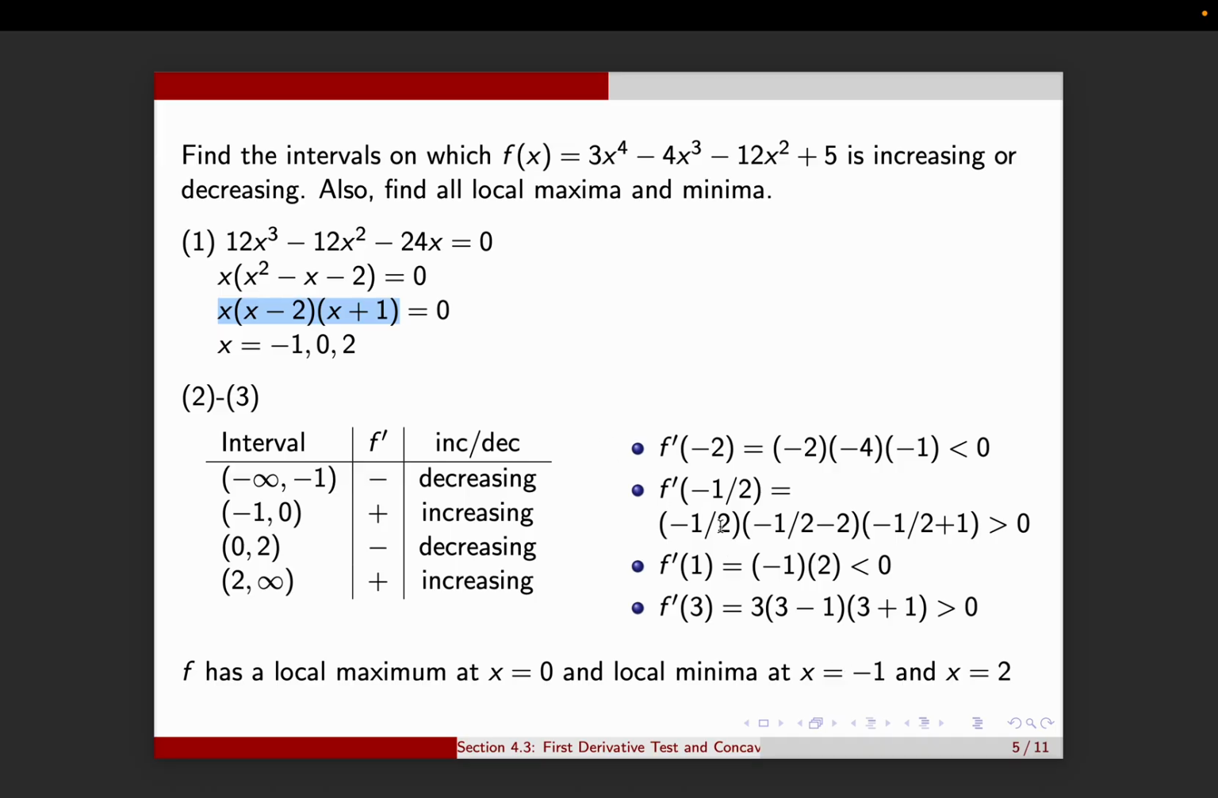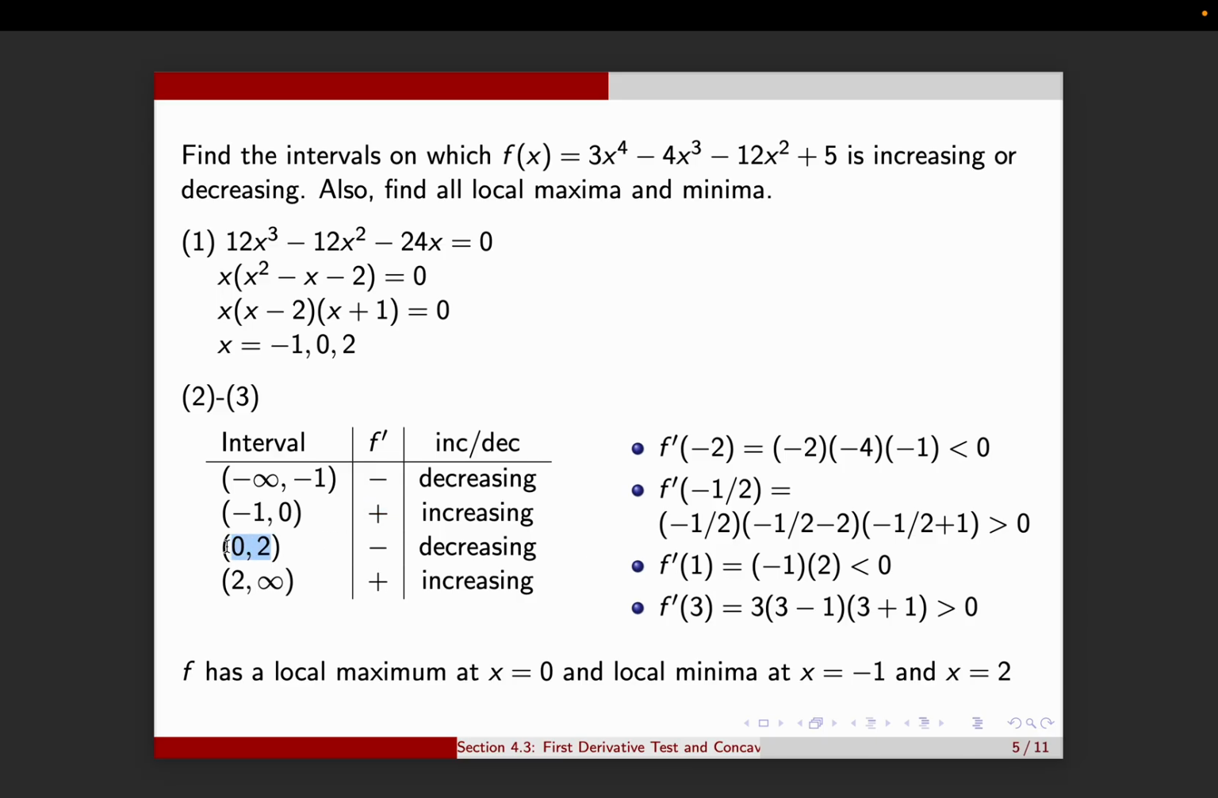You plug in negative half there, you get negative half times minus 2. So this is negative. This is negative. That's positive. So negative, negative, positive is positive. We don't actually care what this number is. All we care about is positive or negative. So we know it's positive. So between negative 1 and 0, the function is going up.